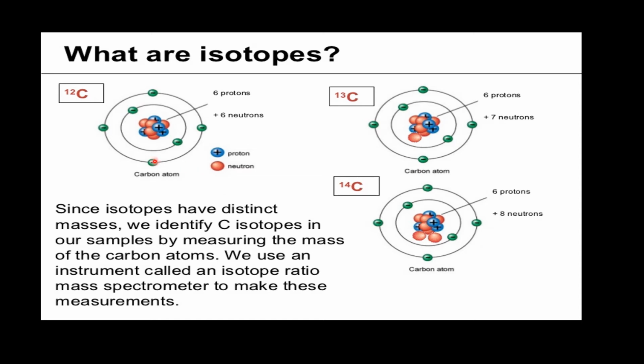Here we can see an example of the various isotopes of carbon. Carbon has three isotopes, carbon 12, carbon 13 and carbon 14. Each of these three has the same atomic number, that is 6, but the number of neutrons in each of these isotopes is different. In carbon 12, the number of neutrons is 6. In carbon 13, the number of neutrons is 7, while in carbon 14, the number of neutrons is 8. We use an instrument called an isotope ratio mass spectrometer to make these measurements.